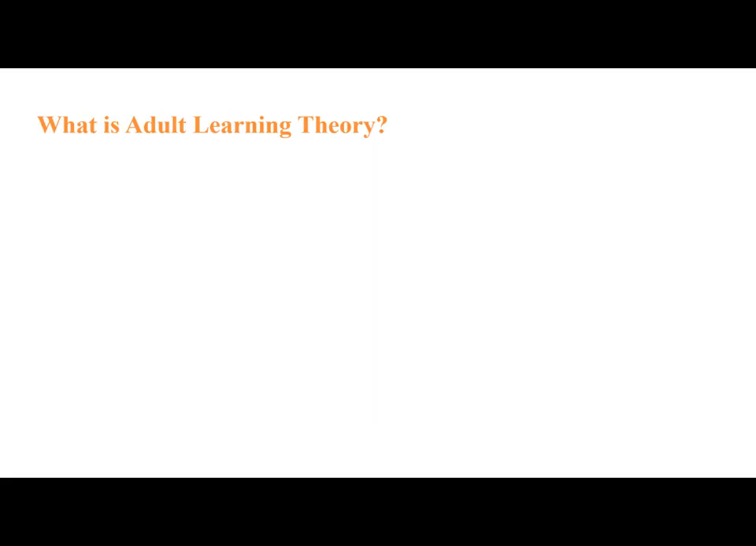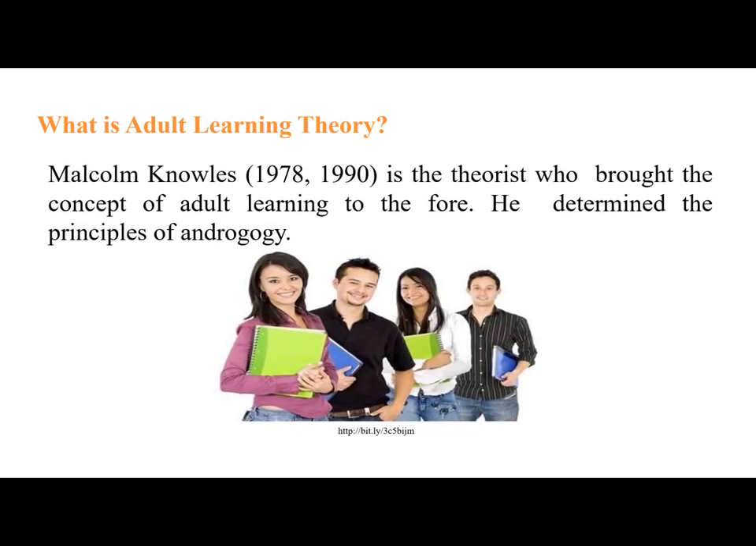So what is adult learning theory? We have to study about this learning theory. Malcolm Knowles, in 1978 and then the 1990s, is the theorist who brought the concept of adult learning to the fore, and he determined the principles of andragogy.